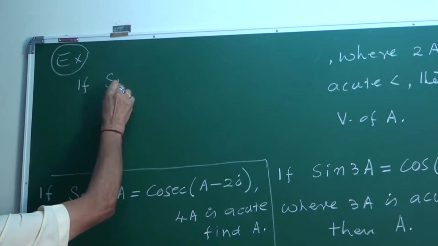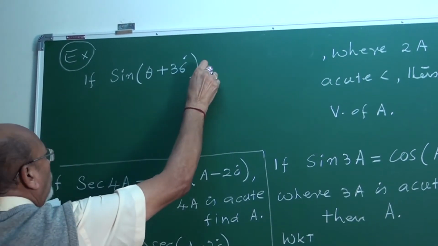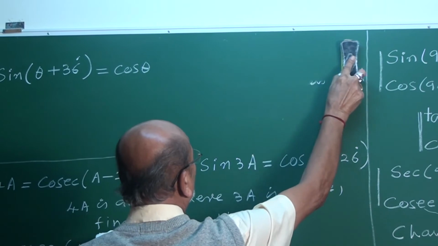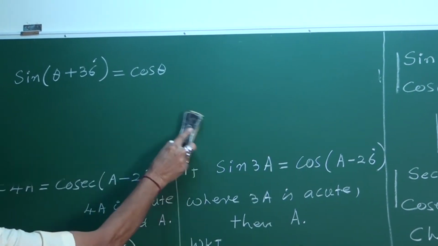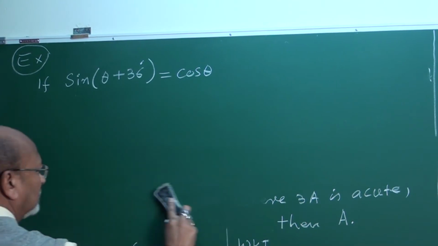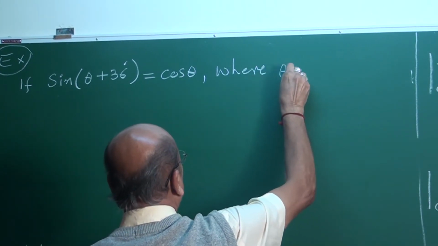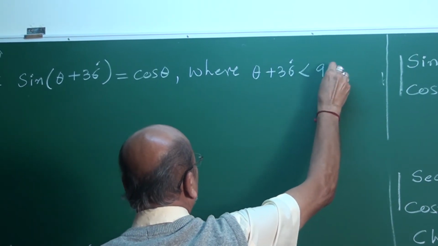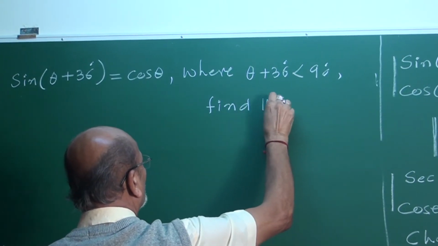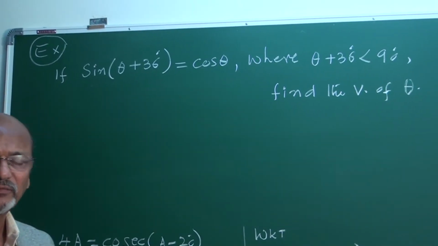If sine of theta plus 36 degrees equals cos theta, where theta plus 36 is less than 90 degrees, then find the value of angle theta. I have taken this purposely, my friends.